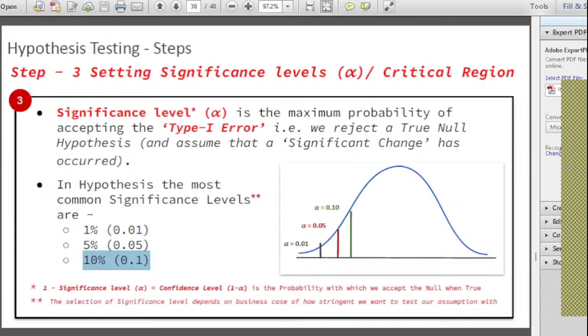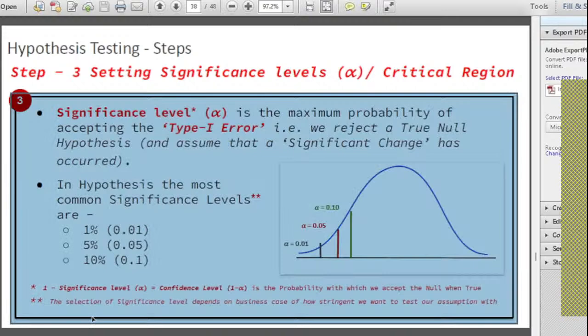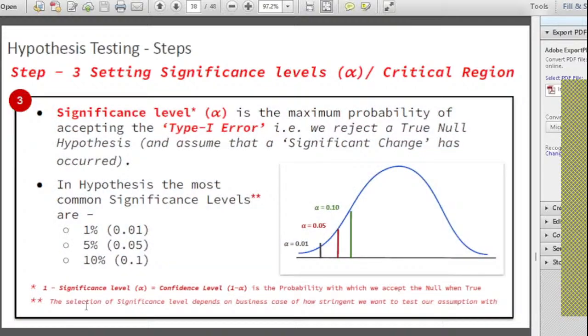95% confidence, right? So always remember this: 1 minus alpha is called confidence level. It is the probability with which we accept the null when true. The selection of significance level depends on the business.